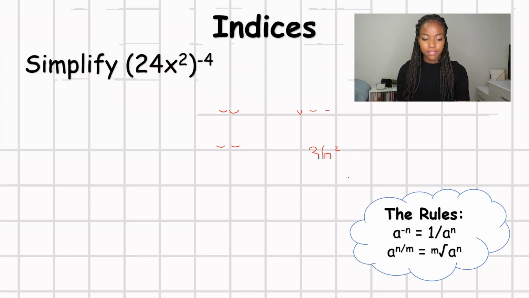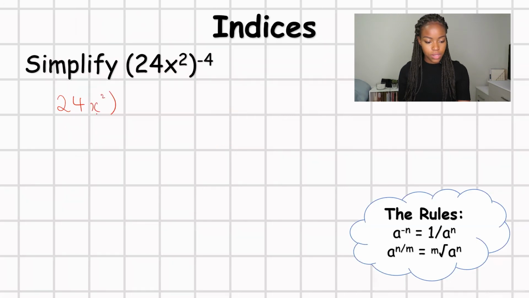The next one says simplify 24x squared to the power of -4. So as I said earlier, you have to deal with the coefficient first. Again, you can deal with them separately, then put them together. It's up to you. I'll deal with them together. So 24x squared to the power of -4 equals, so we have to do 24 to the power of -4 multiplied by x squared to the power of minus 4.